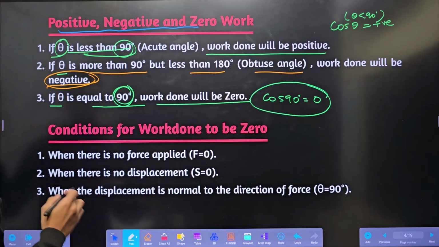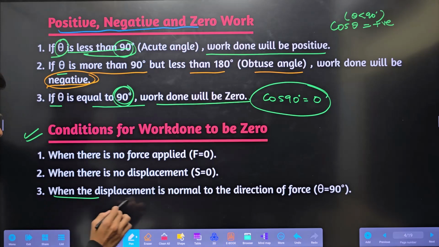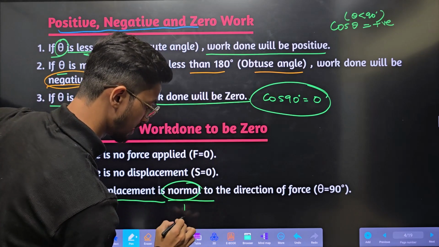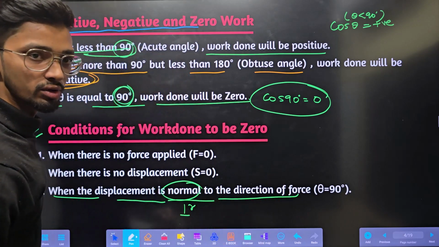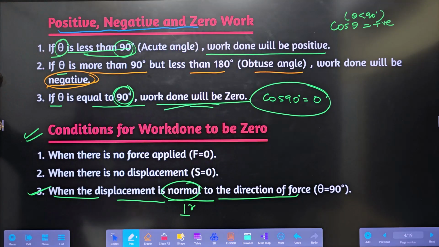So what are the conditions for the work done to be 0? The first condition is here itself: when the displacement is normal, that is, perpendicular to the direction of force. When theta is 90 degrees, as we have studied here, at that time work done will be 0.